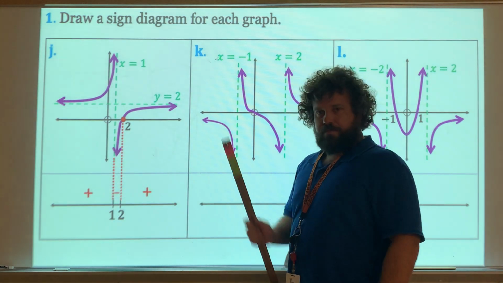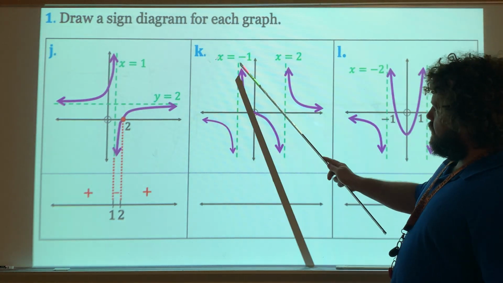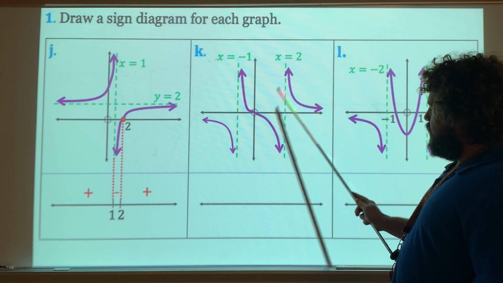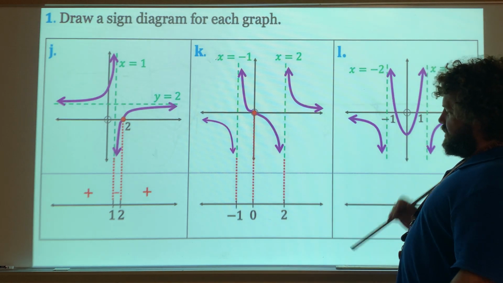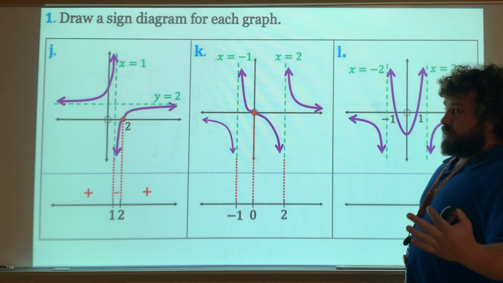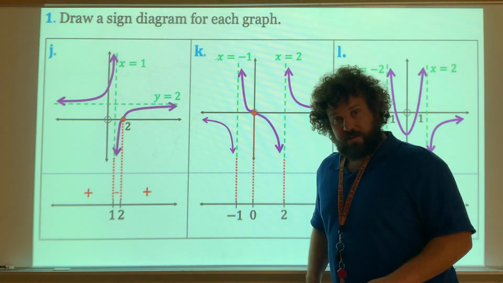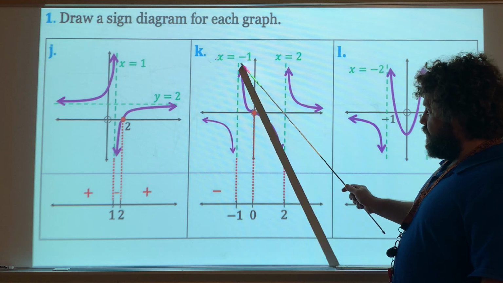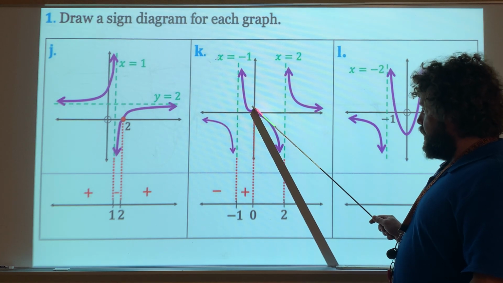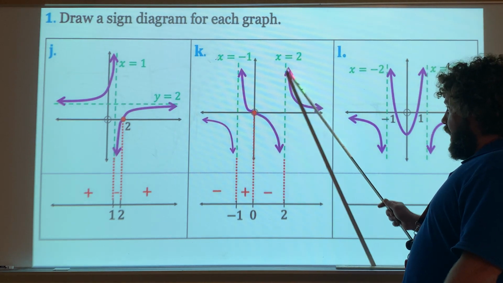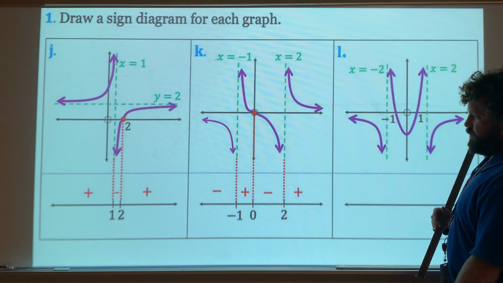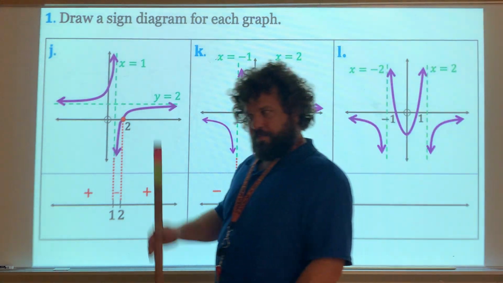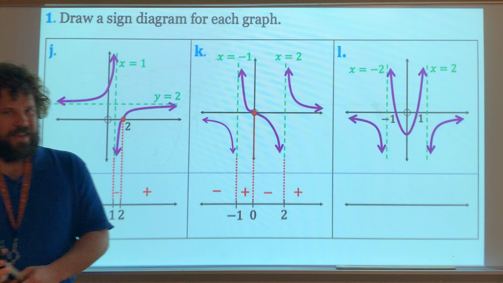Plus, minus, plus. This one right here, use your asymptotes. You have -1 and 2. And then you also intersect the x-axis at 0. It's like a tongue twister. Below is negative, above is positive, below is negative, and above is positive. Don't worry, it gets tougher.